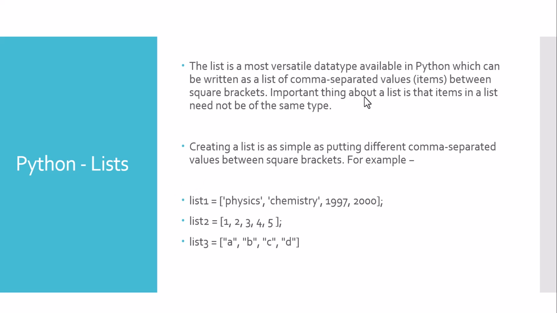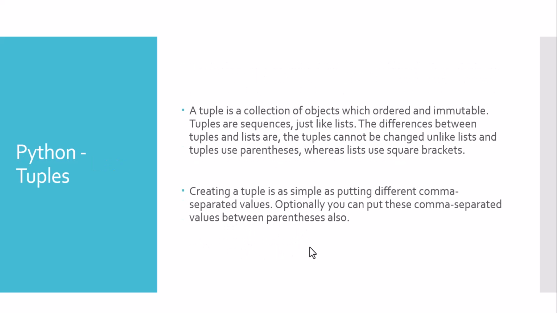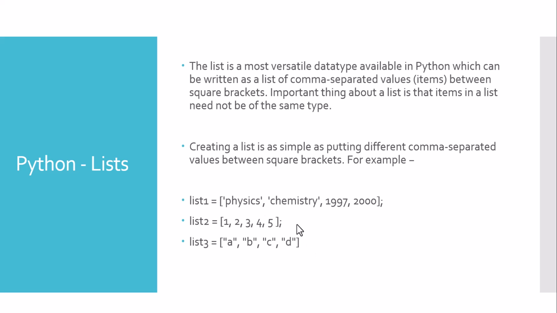Okay, brackets. Important thing about a list is that items in the list need not be the same. There is no need for them to be the same. Creating a list is as simple as putting different comma-separated values between the square brackets. For example, list1 = Python, chemistry. Here subjects are there, and then these are the dates, years. This is alphanumeric, basically assigning numbers here and alphabet here. Like this you can assign characters, meaning assign the values in the list.